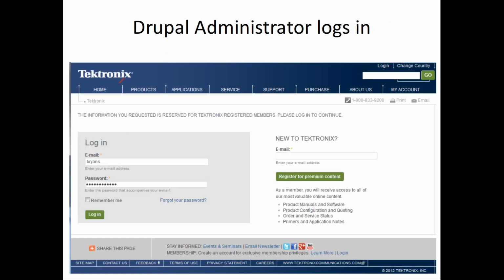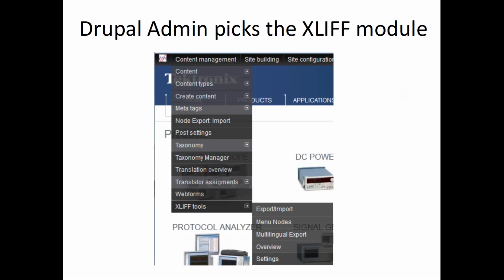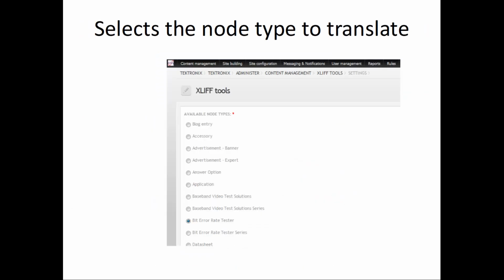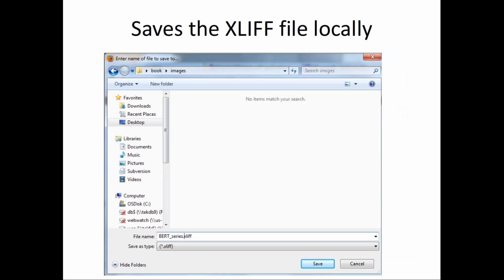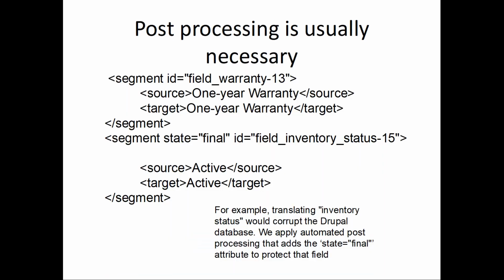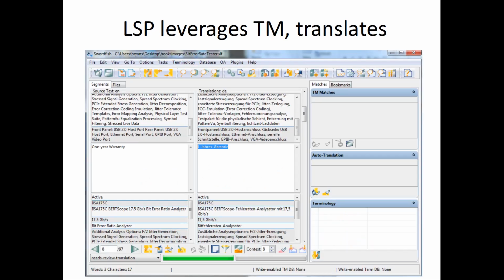So the Drupal administrator logs in. They pick the XLIFF module. They select the nodes that they want to translate. In this case we're going to translate bit error rate tester. They export the nodes to XLIFF using the tool. They save the files locally. The post-processing is usually necessary. For example, translating inventory status would corrupt the Drupal database, so we apply the automated post-processing that adds the field state equals final to lock that field out of the translator's tool, so the translator cannot accidentally translate that field.